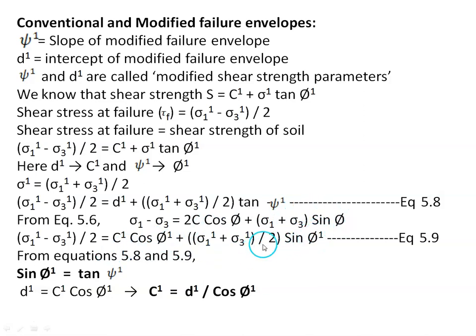Then from equations 5.8 and 5.9, we can write tan Z dash equals sin phi dash and D dash equals C dash cos phi dash. From this we can write C dash equals D dash by cos phi dash. So knowing the values of Z dash and D dash from the modified failure envelope, we can estimate the shear parameters C dash and phi dash.